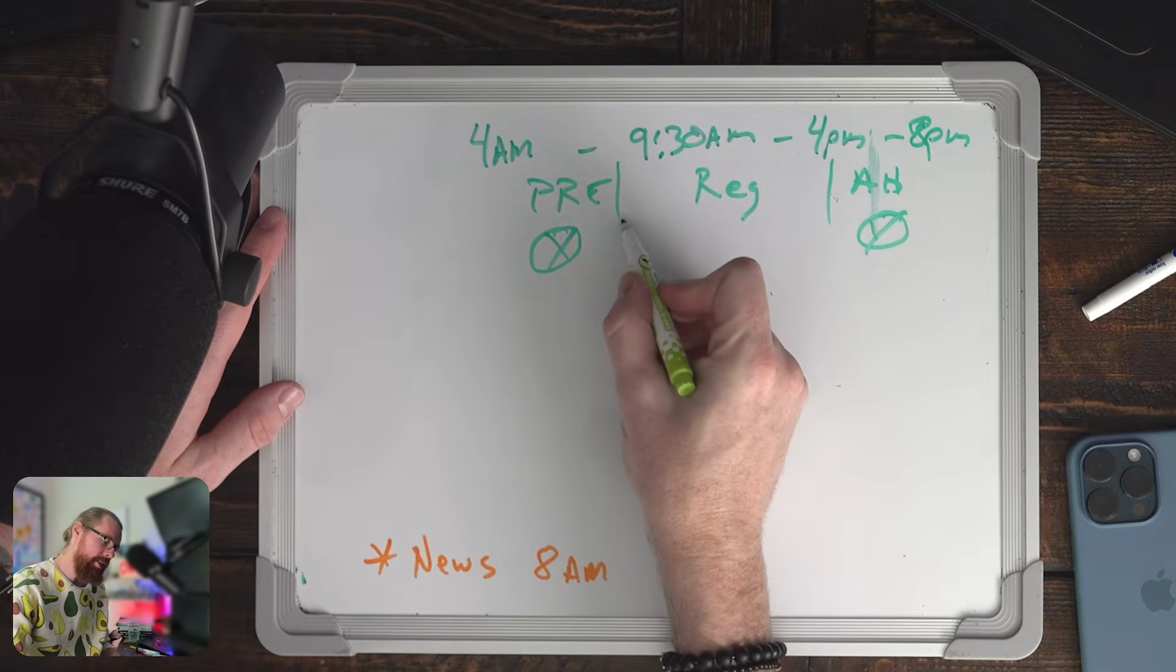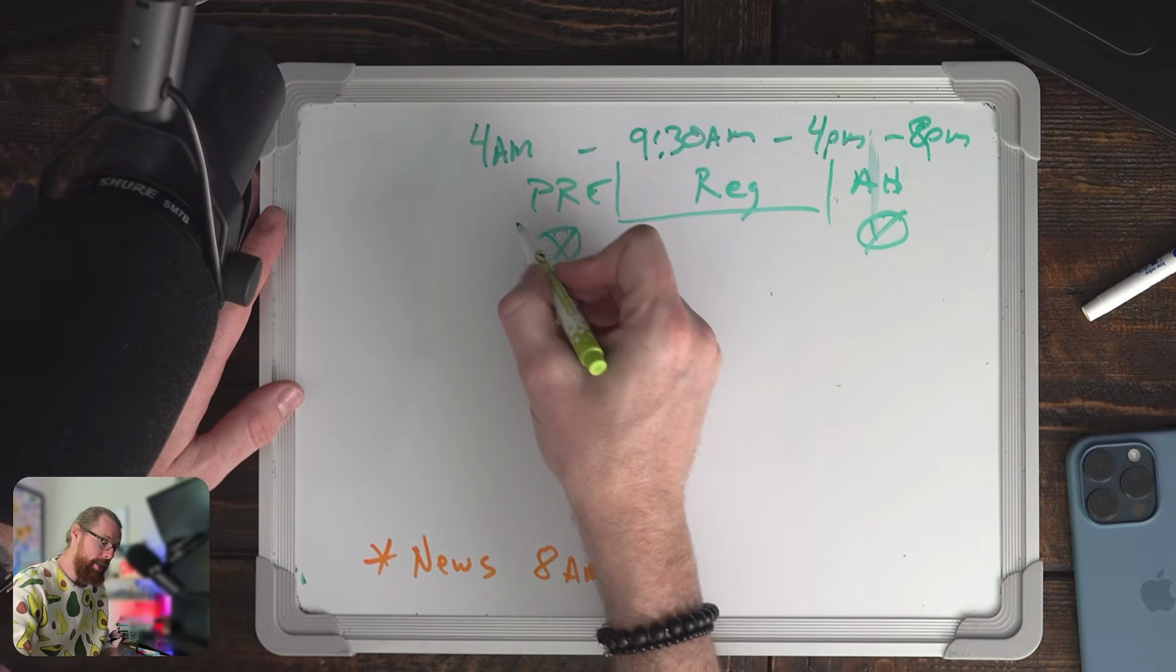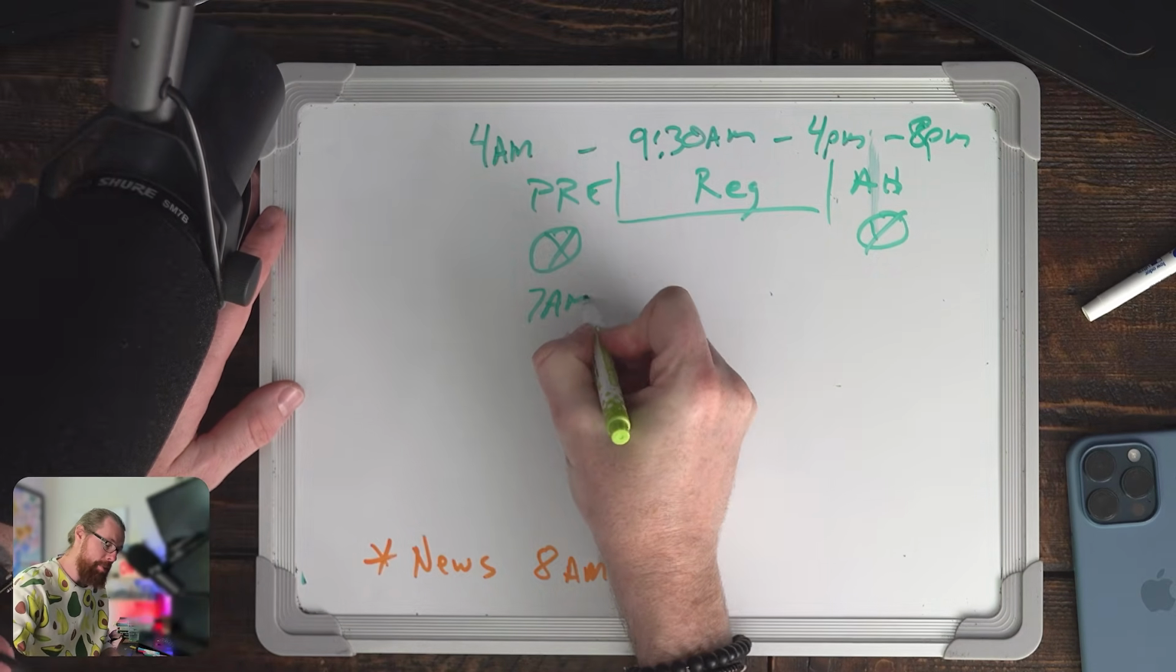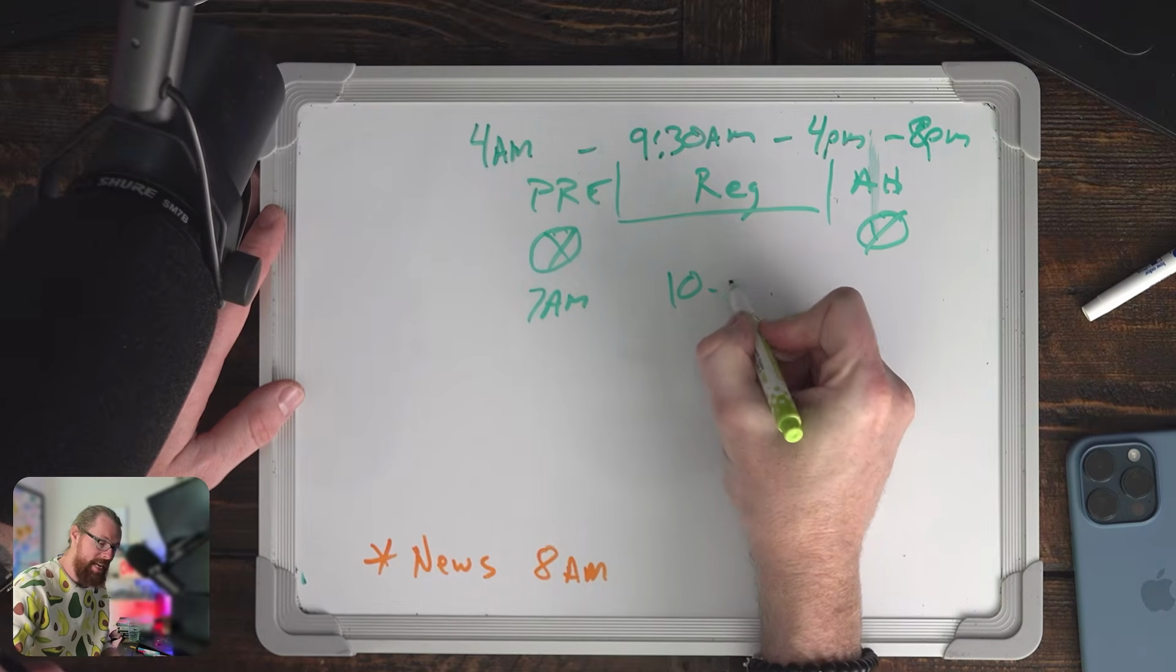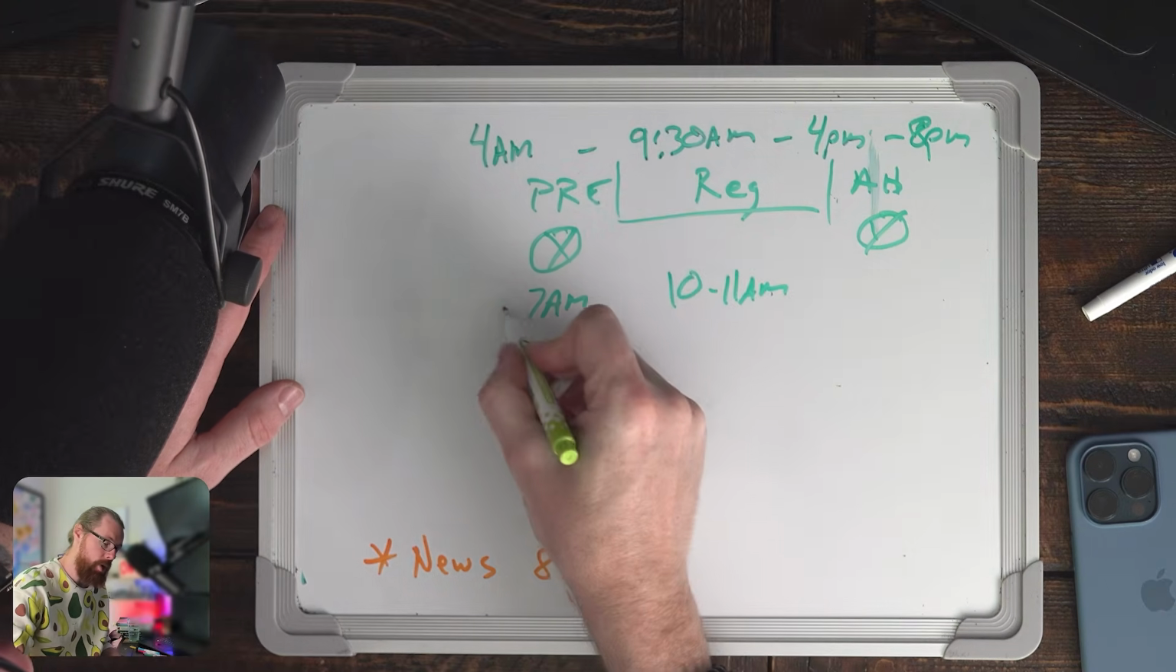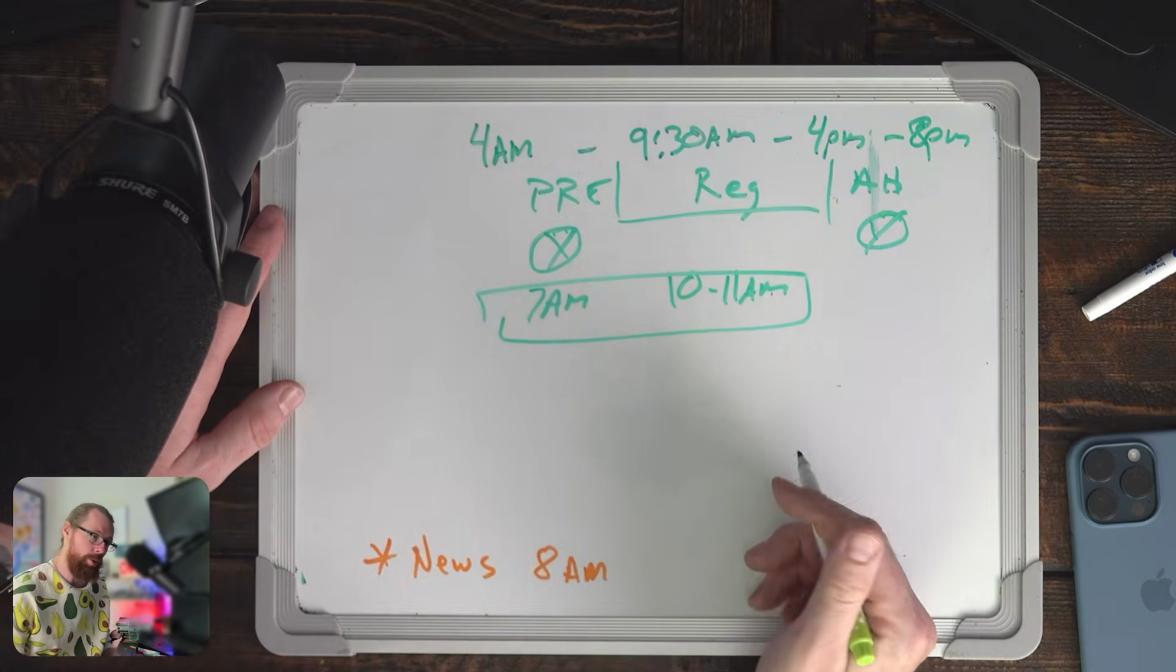Okay, so nonetheless, I actually do a lot of my trading starting at about 7 a.m., and I'm usually done most days by 10 to 11 a.m., unless the market's really strong. And that just works really well for my schedule.